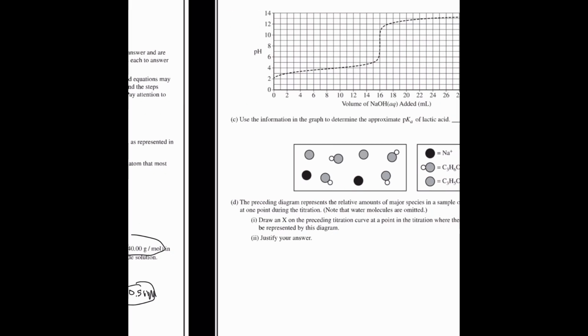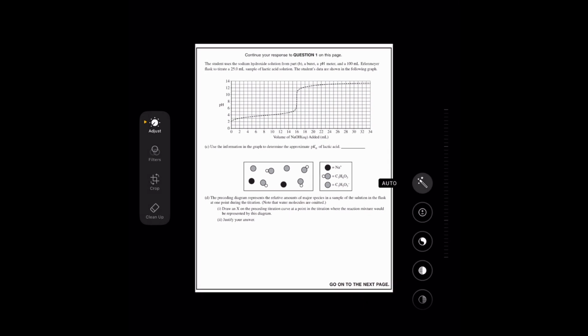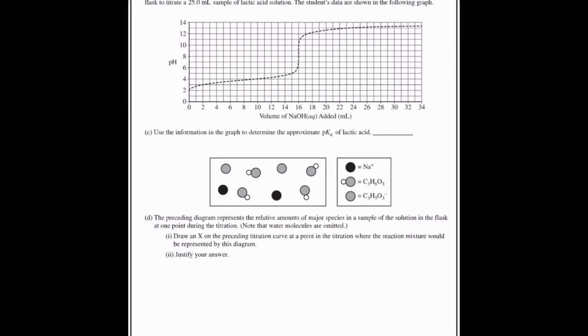Okay, next question. Find the pKa of lactic acid. Now, how do we find the pKa from this? We just need to find the half equivalence point where pH equals pKa, because we know what the pH is. So the equivalence point is 16. So half of that is 8, so it'd be like 3.8, approximating.